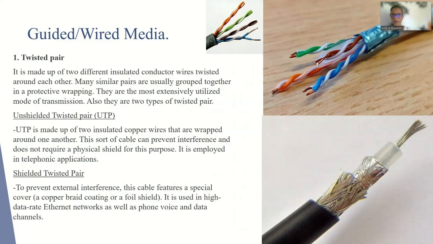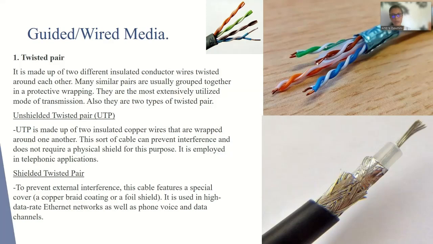Guided media. Twisted pair. It is made up of two different insulated conductor wires twisted around each other. Many similar pairs are usually grouped together in a protective wrapping. They are the most extensively utilized mode of transmission.